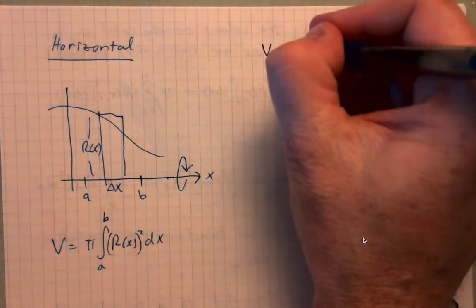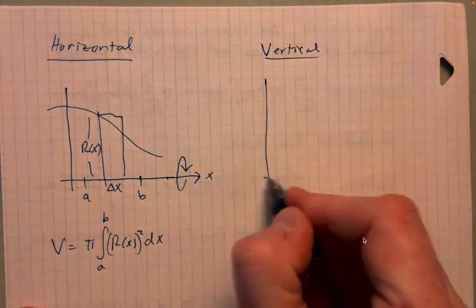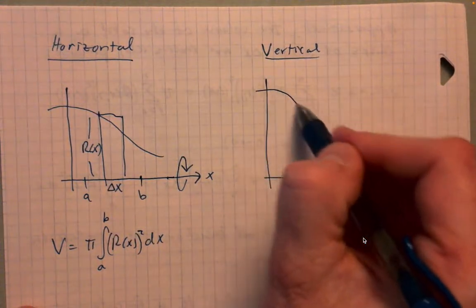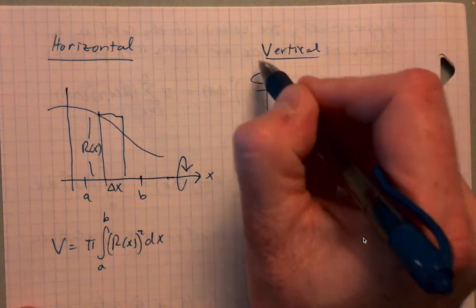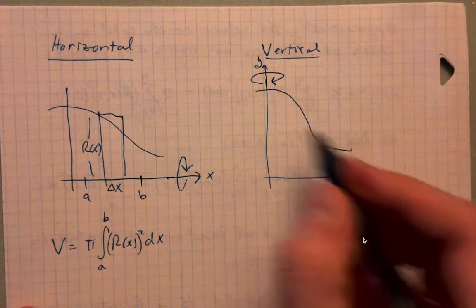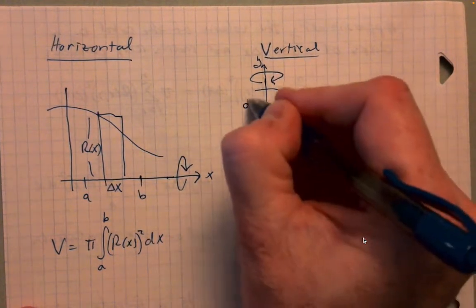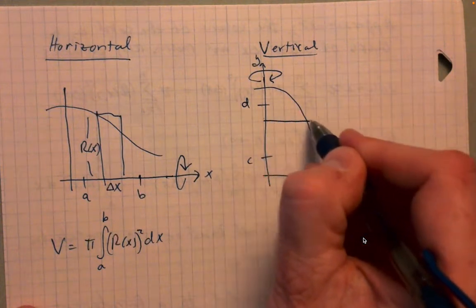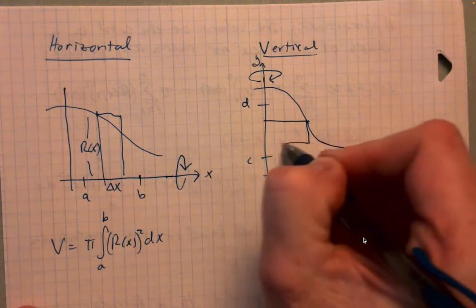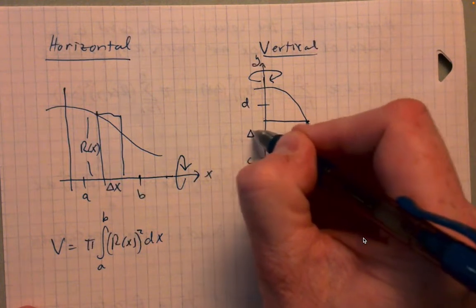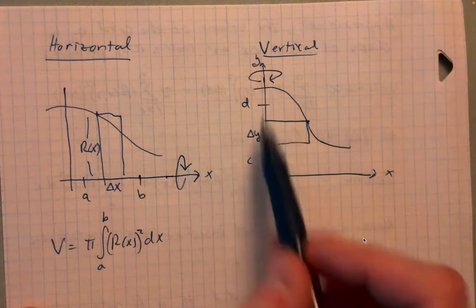Now, what do we mean by vertical? Well, vertical just means a similar setup. It's just that in this case, the axis that we're spinning around is the y-axis. So this is the x-axis. And what's important there is, maybe I have c and d, that my representative rectangles are always going to be perpendicular to the axis of revolution. And so this would now be a delta y. It'd be a width on the y-axis.